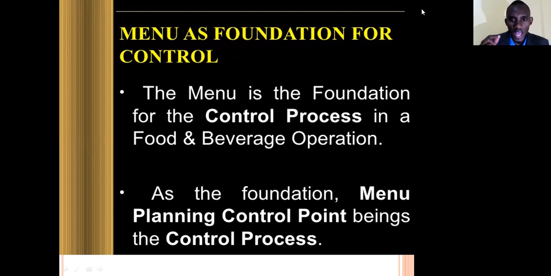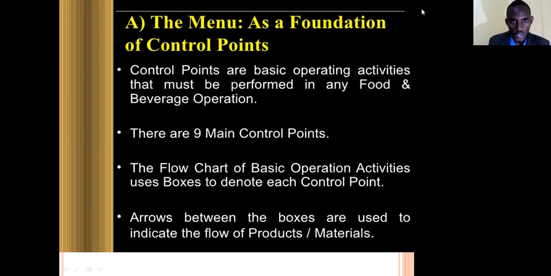Because if you are selling a main dish at maybe 10,000 Rwandan francs, for example, you must purchase food items that are in line with the price that we are going to sell. If the price is 10,000, the items you purchase to prepare that particular dish must have a cost that does not, for example, exceed 30% of that price. If that is the standard, you must follow it. So the menu is going to be the foundation of each and every control process.